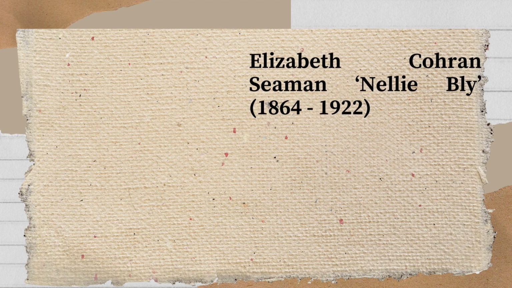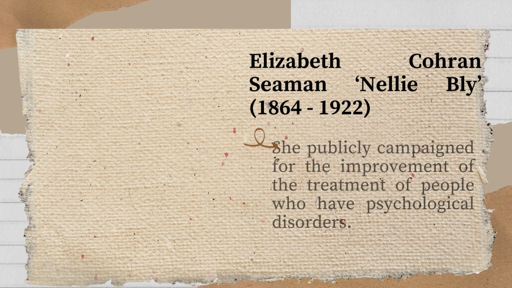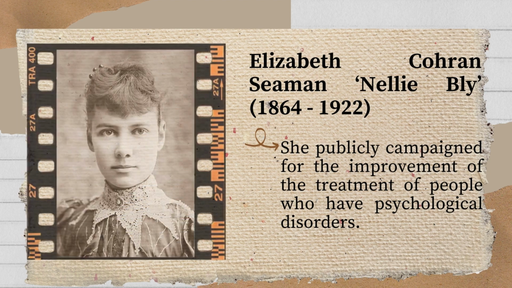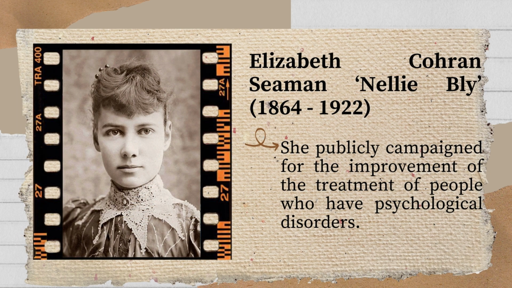Elizabeth Cochrane Seaman, known as Nellie Bly, is a famous activist and American journalist who publicly campaigned for the improvement of the treatment of people diagnosed with psychological disorders through her investigative articles. She was born in 1864 and died in 1922.